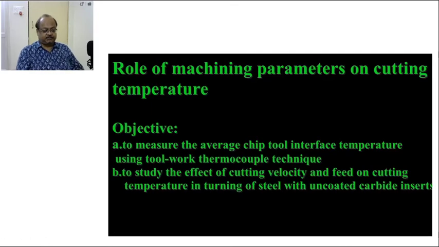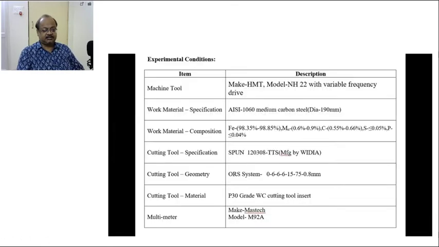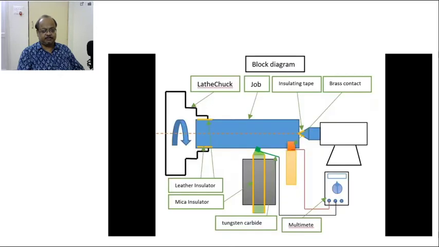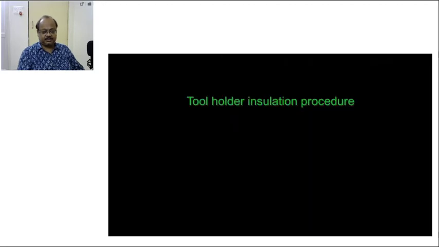So this is the objective which I have already discussed. Here also it has been shown. This is the experimental condition. As you can see, both the tool geometry and the composition is given. This is the overall setup. Here dynamometer has been shown. This is the technique that has been used. I have explained that in your case as well.